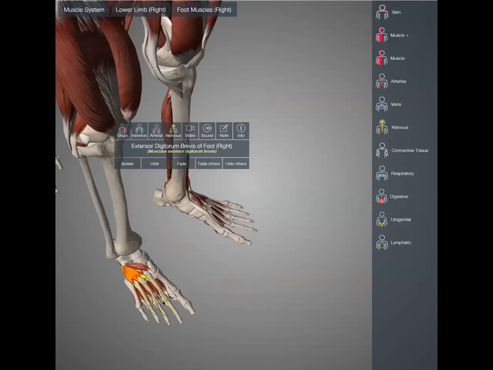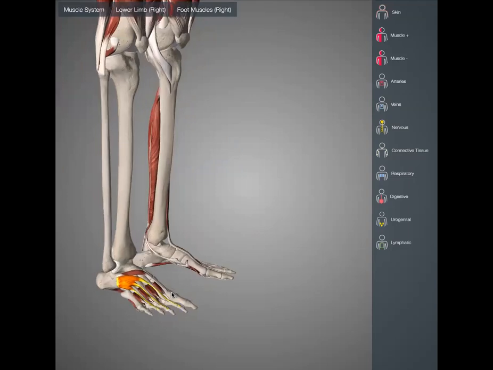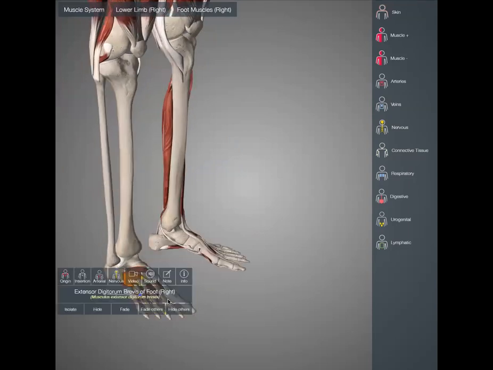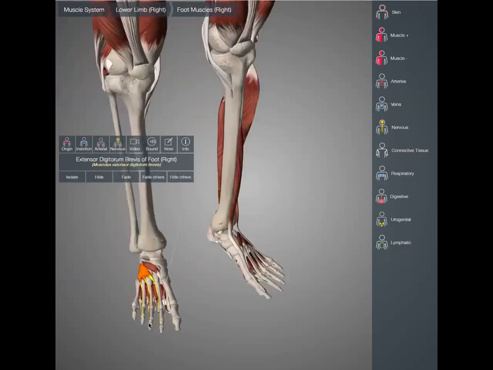Okay. What it does is extension of the lateral 4 toes. That's what it does. The lateral 4 toes, 2 to 4. Then it is innervated by the deep fibular nerve.